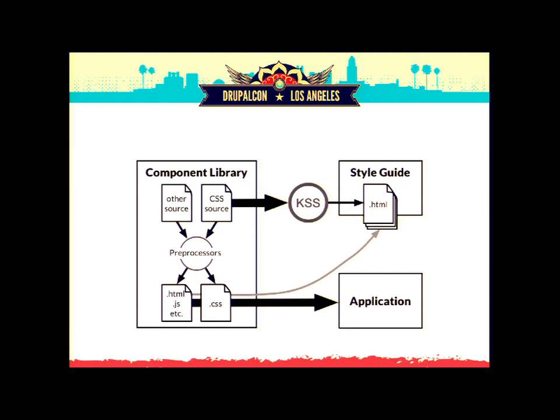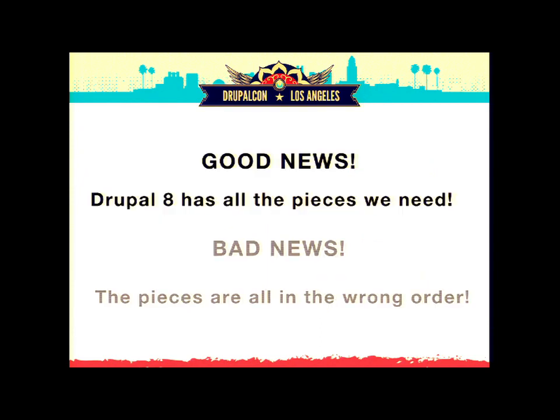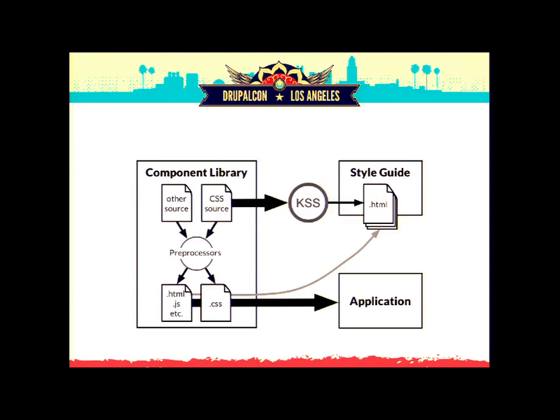So this, of course, is a lot different than what we currently have. But the good news is that Drupal 8 has all the pieces we need. They are just in the wrong order. This is the last slide, really. So if you look at this and start thinking about, okay, what do we have in Drupal 8? How can we rearrange these pieces so that they make sense and can fit into this model? The theme registry, where we have this collection of template files right now, is effectively the component library. It lives throughout all these different modules, and we need to take the theme registry and convert it into a component library.